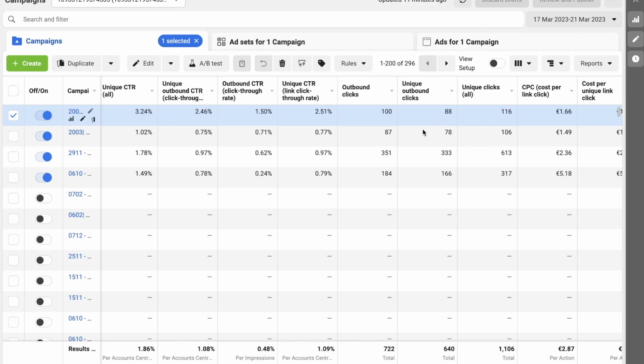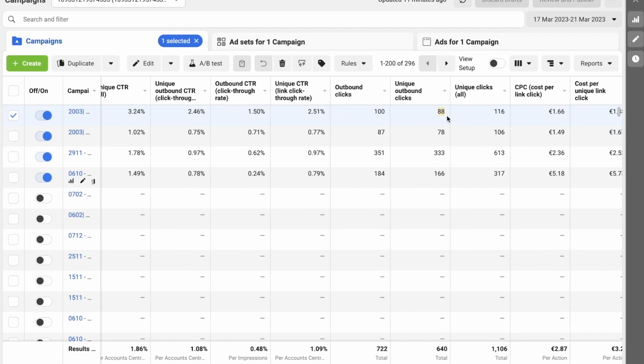And what we see here is actually quite good, that there is almost 90% individual clicks. From 100 outbound clicks, you get 88 unique clicks, which means these are the potential individual customers. And then some people have clicked twice, or one person has clicked an additional 11 times, and that's how these numbers get shown here.